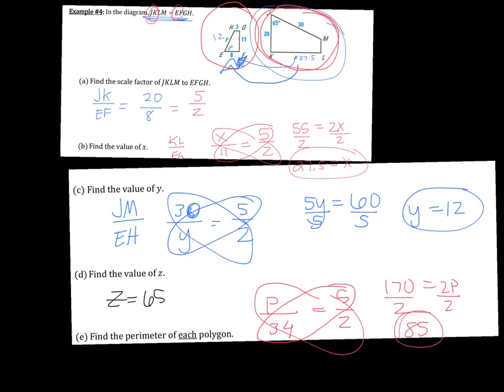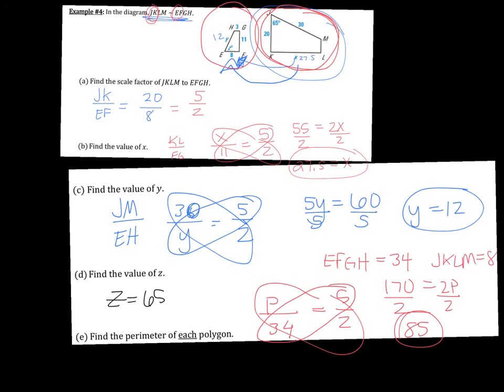And my perimeter of EFGH, we said was 34. So I'm just going to put that up here. EFGH is 34.